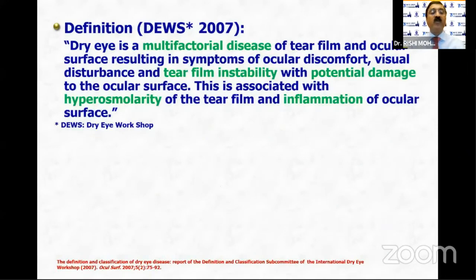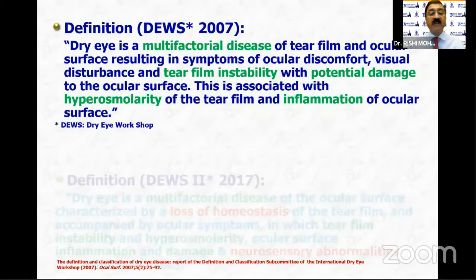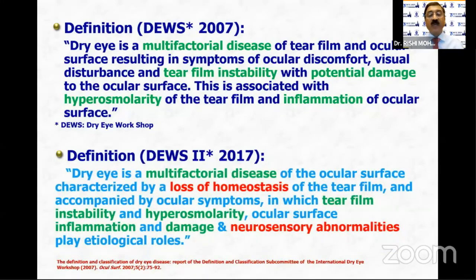So just to get onto the definition of dry eye, which was given by DEWS, it's a multifactorial disease. It involves tear film instability and potential damage. There is hyperosmolarity and inflammation of the ocular surface. So this was the 2007 definition. And in 2017, what has changed in this definition? So one can see that multifactorial disease is still there. There is tear film instability, hyperosmolarity, inflammation, and damage, which is still there in the definition, with the presence of ocular symptoms and visual disturbance.